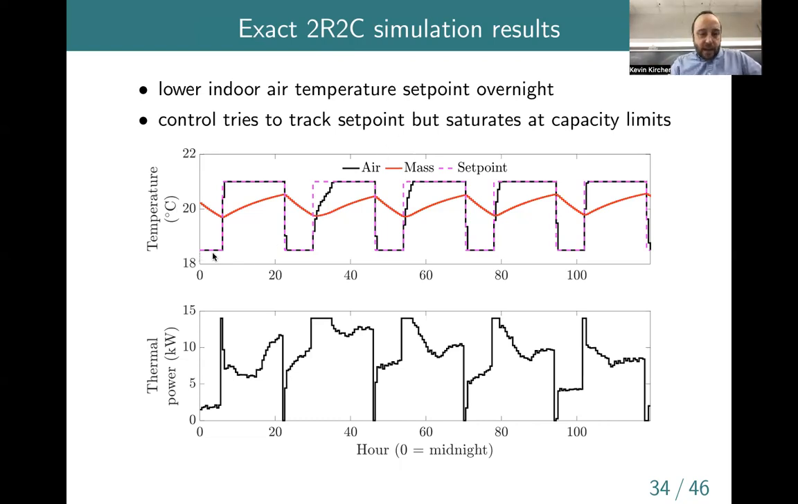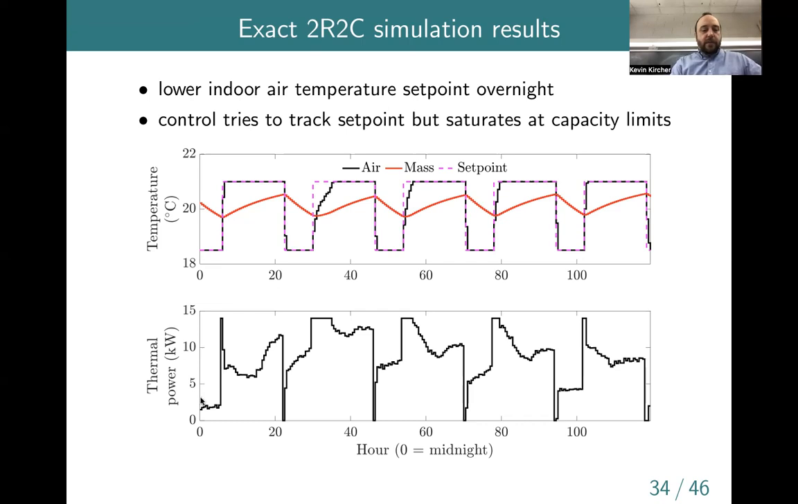And the dashed magenta line is the preference, the T hat that I showed earlier. The time span is on the x-axis, and we're going for 5 days, which is 120 hours. Overnight, the set point is a little lower, and then during the day, people are home and active and want to be a little toastier, and then it drops down at night again.